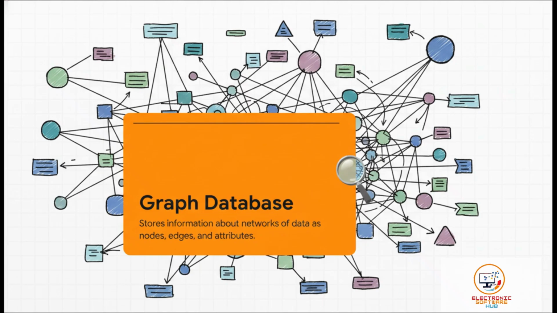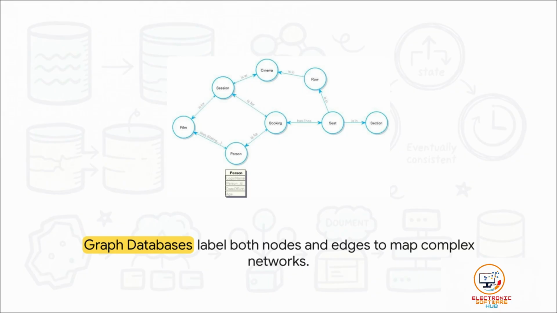And finally, we arrive at graph databases. If your data is highly interconnected like a giant web, this is your go-to. Everything is stored as a network of nodes, the edges connecting them, and the attributes for both. The magic trick here is that you can apply labels to everything. You use those labels to navigate and instantly untangle massively complex relationships, perfect for social networks or those freakishly accurate recommendation engines.